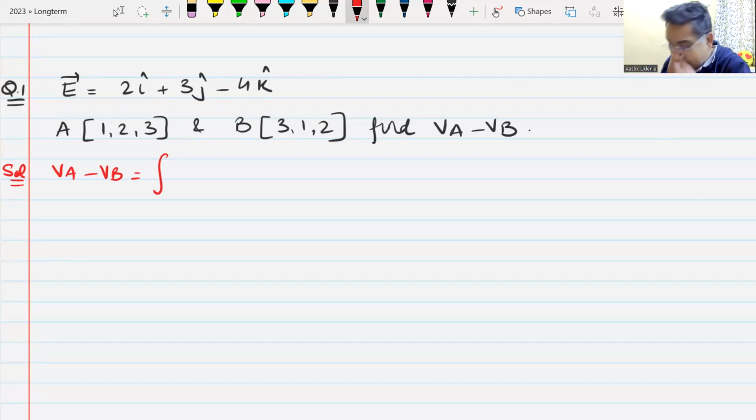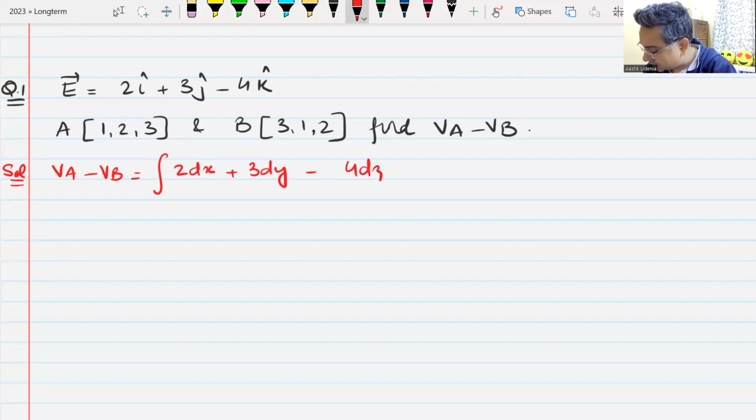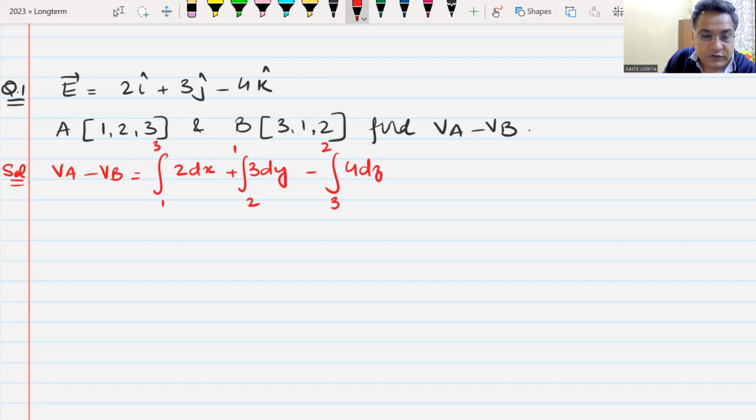2, Ex dx. Ex here is 2. So it is 2 dx plus 3 dy minus 4 dz. And you can integrate this from 1 to 3. You can integrate this from 2 to 1, which is the value for y. You can integrate this from 3 to 2, which is the value for z. You can get your answer in this way. Do we understand this? Yes or no? Yes, sir. So this is as simple as it gets.